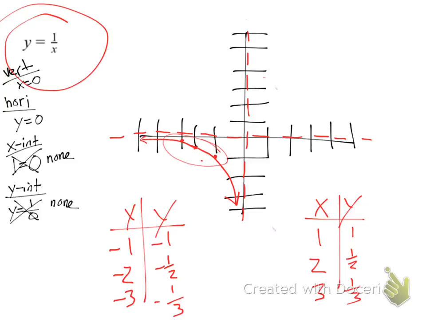Going kitty corner. 1, 1. 2, 1/2. 3, 1/3. And so what does this look like? Boom. You just have a graph. You are done. The dotted lines are not really part of the graph. This is called a hyperbola. Now, this one is y equals 1 over x squared.